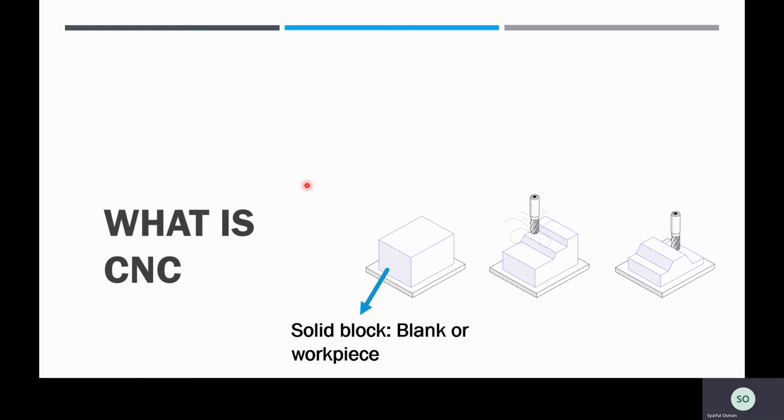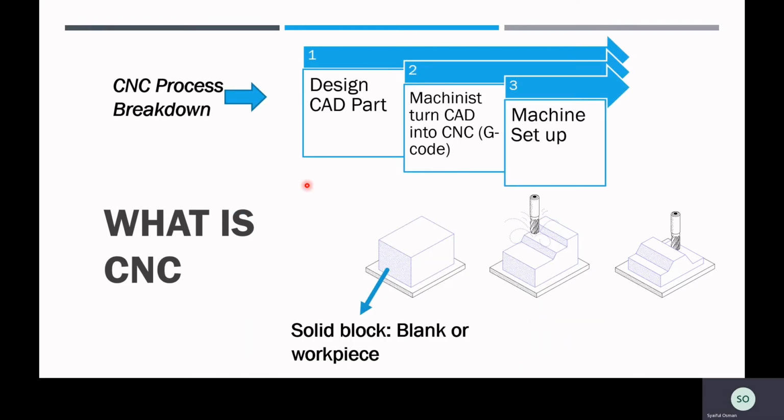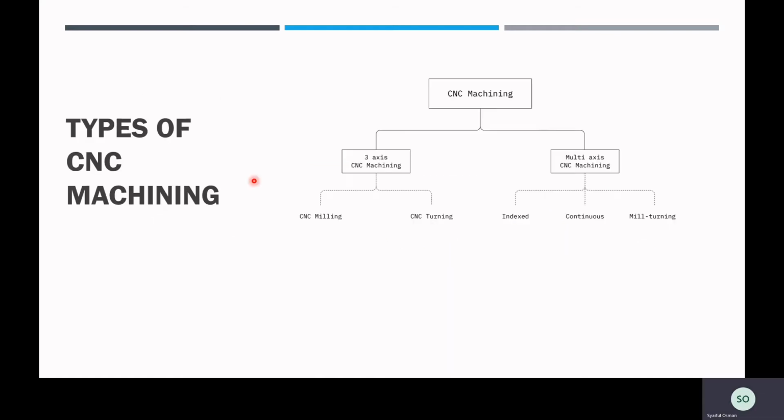So basically, in short, the basic CNC process we can divide into three major steps. First, the engineer designs the CAD model of the part, and in the second step, the machinist will turn the CAD into a CNC or G-code, and finally set up the machine.